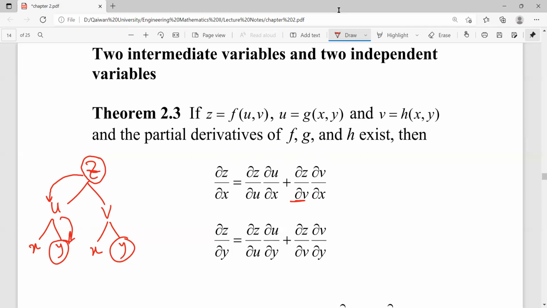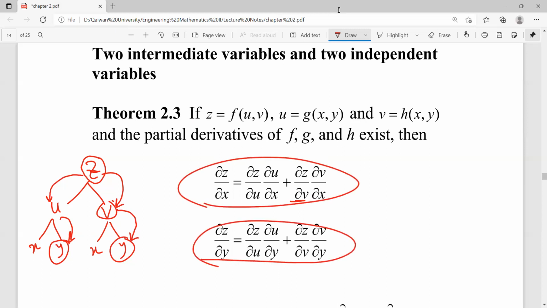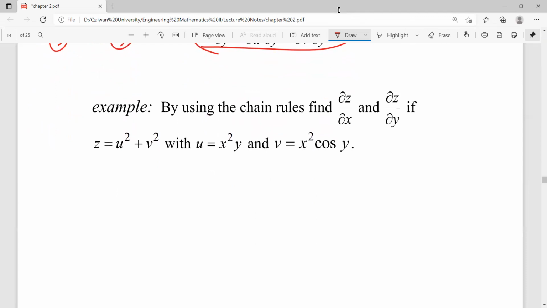We can get y from u. So we first take the partial derivative with respect to u, and then we multiply it by the partial derivative of u with respect to y. And then for v also, we say partial z by partial v, multiplying by partial v by partial y. These are the rules. Okay, is that clear? Let's take an example and it will be easier.